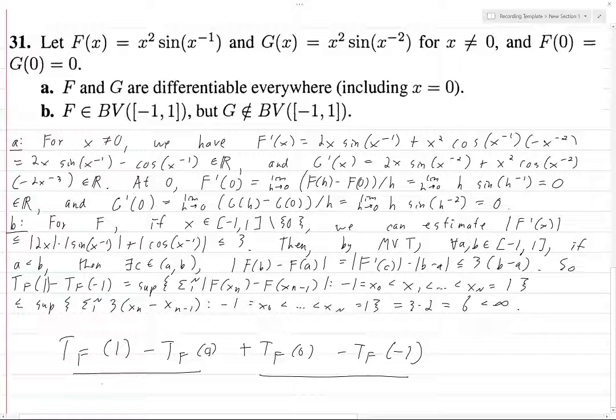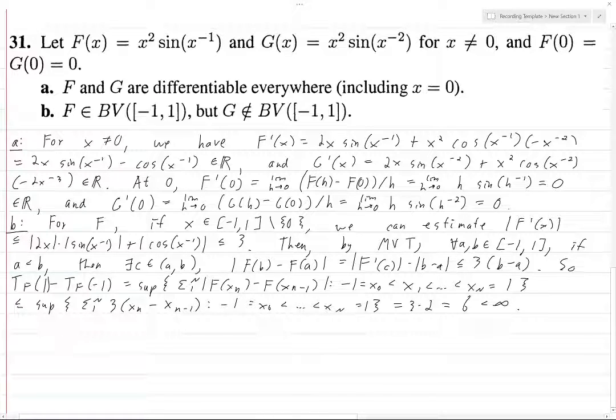So I guess that would be a little more technically correct, but it should be pretty obvious that this argument will work. It shouldn't be necessary to add in those details in order to give a convincing argument for this claim. So, anyways, thus f is in bounded variation on [-1, 1].